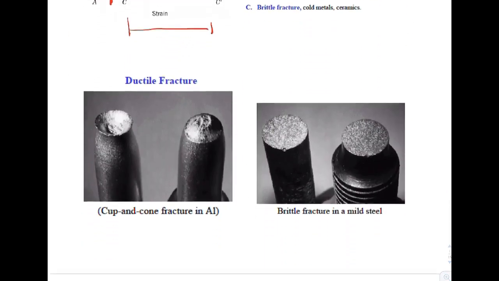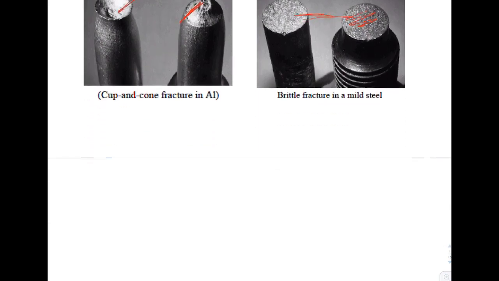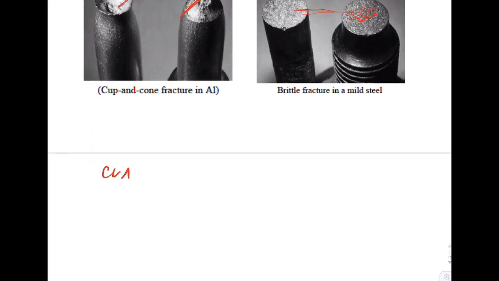Taking a closer look at the planes of failure for a ductile material versus a brittle material, the brittle one has a flat surface, more of a clean break. Here we've got some cup and cone effect on this ductile material, and we will talk about those lines in just a moment.